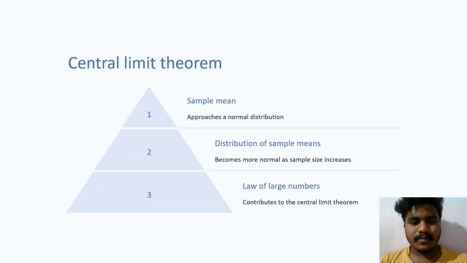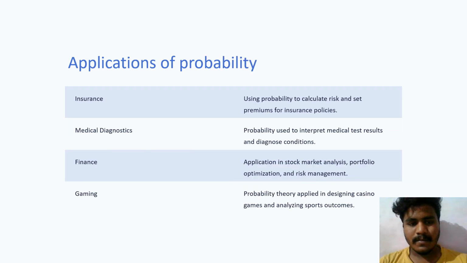Central limit theorem. The distribution of the sample mean becomes more normal as the sample size increases. The law of large numbers contributes to the central limit theorem.